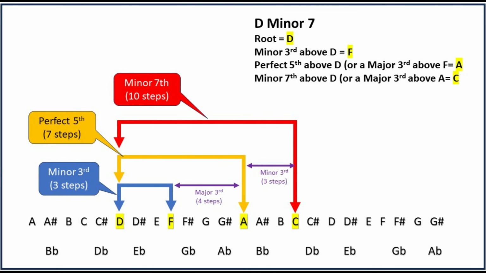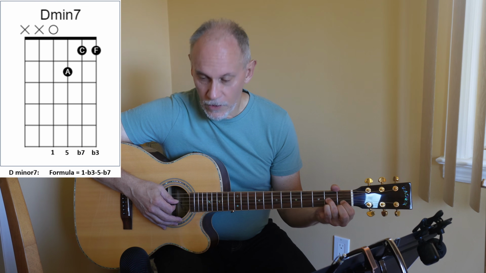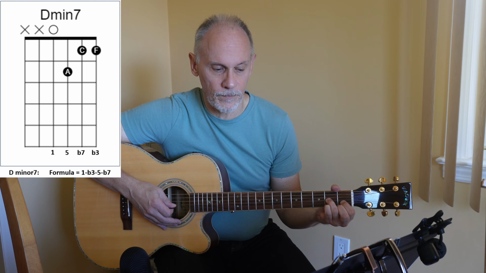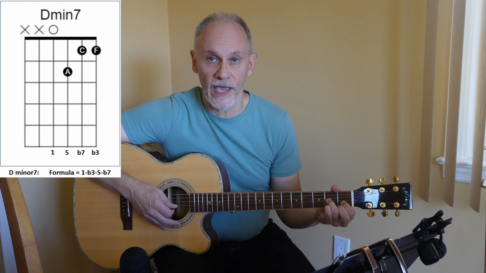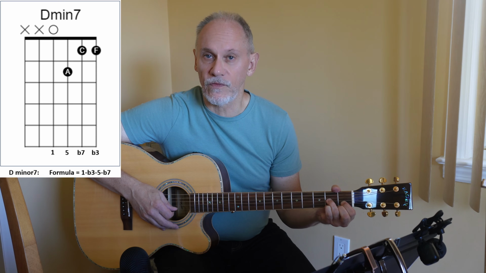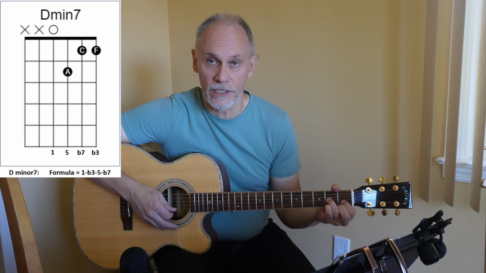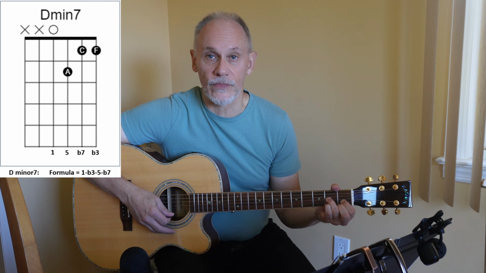D minor seventh. Open D is our root, perfect fifth to A. Now we flatten our seventh to a C, and we have a flattened third, F.